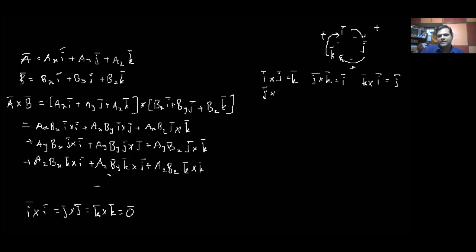This J bar cross I bar first of all is going to be minus of K bar. दूसरा K bar cross J bar. K bar cross J bar is also going to be minus of I bar. And thirdly, I bar cross K bar is also minus of J bar. So all these results can be used here in this whole chapter.